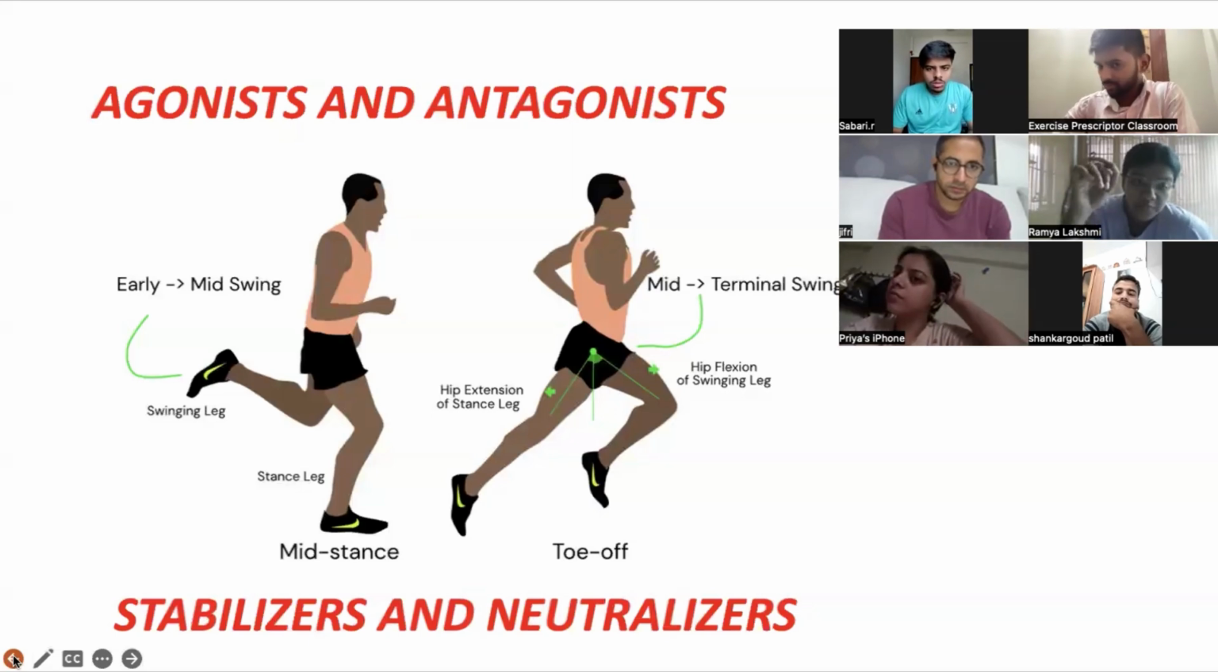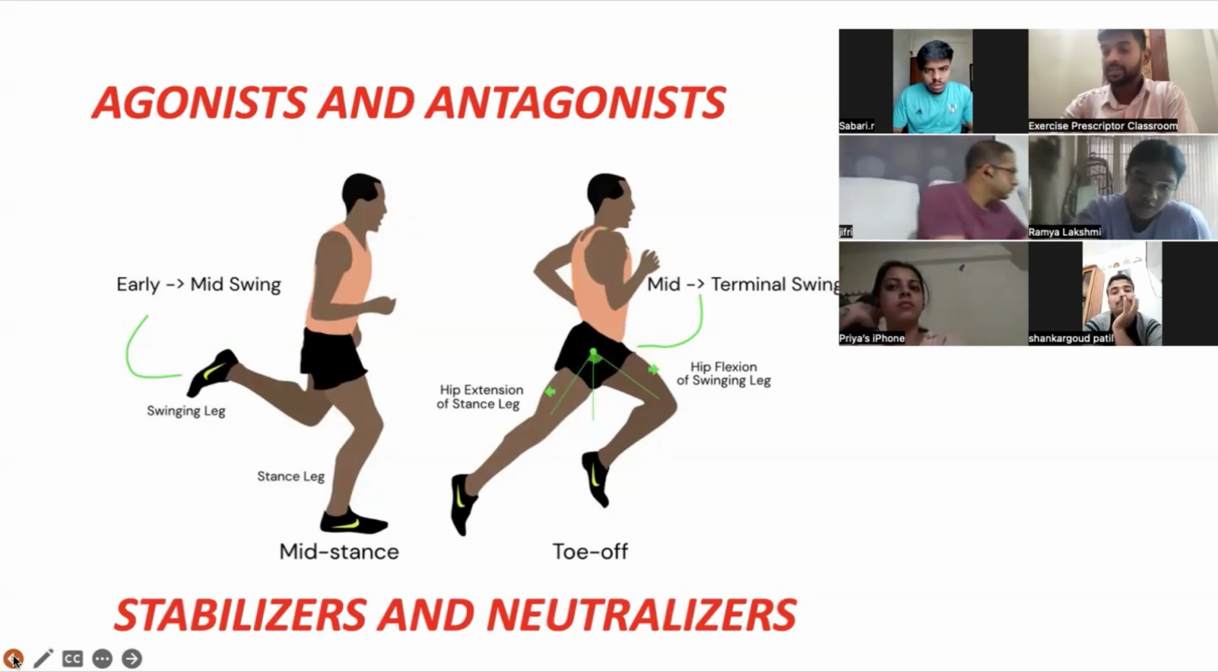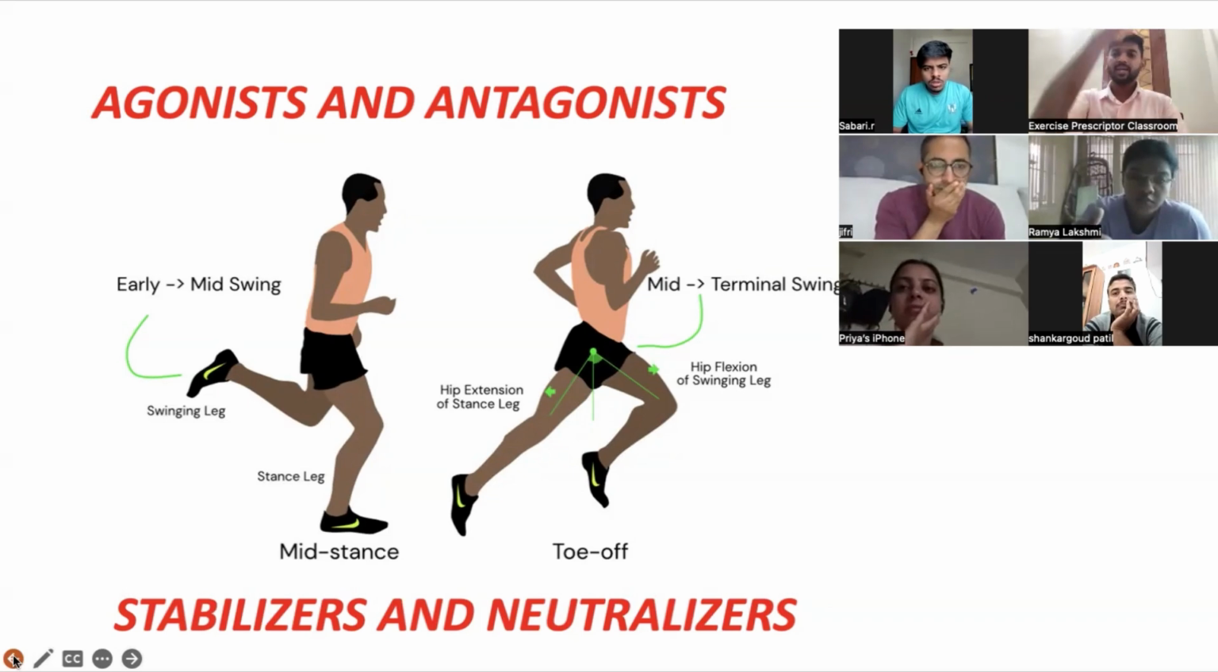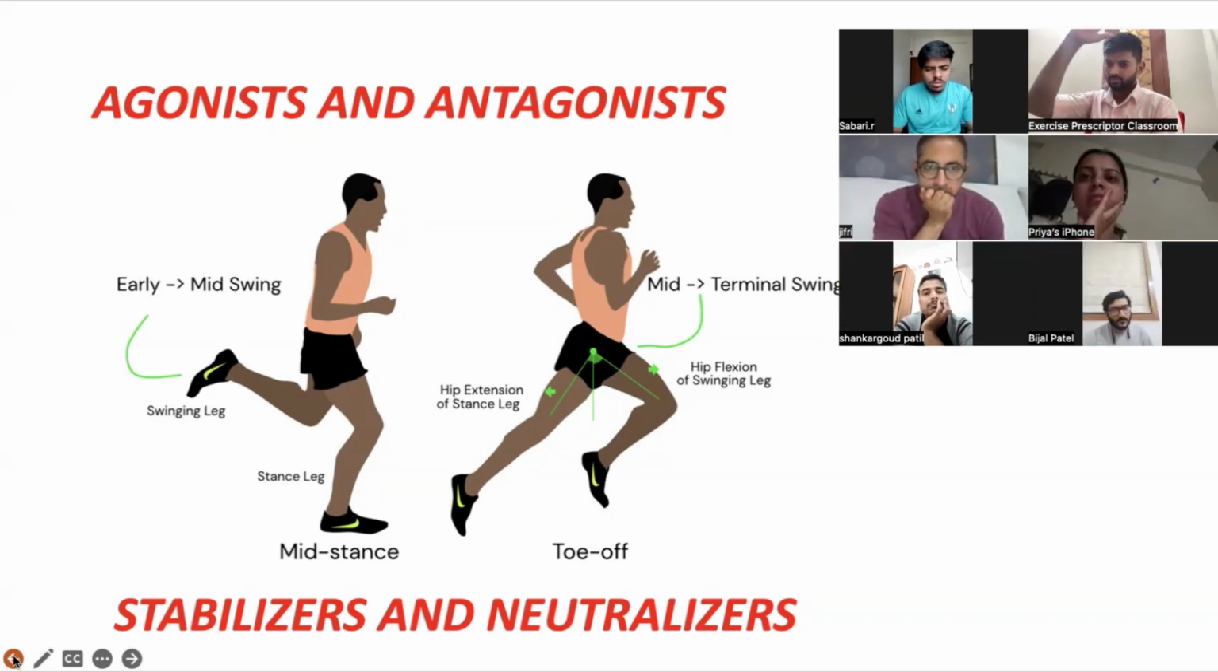So far it's clear. Then you asked about neutralizers. That is secondary muscles and parallel muscles. Parallel muscles in the sense of the same muscle orientation. For example, for the external oblique, when you are doing a rotational punch, the serratus anterior of the same side works as a neutralizer.